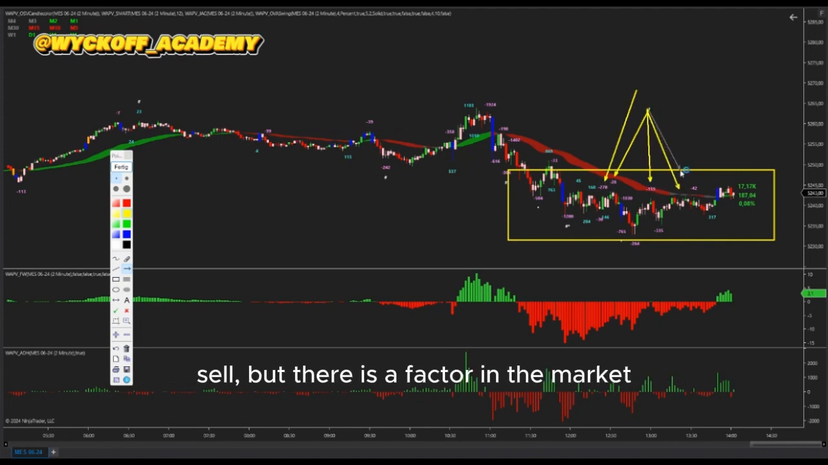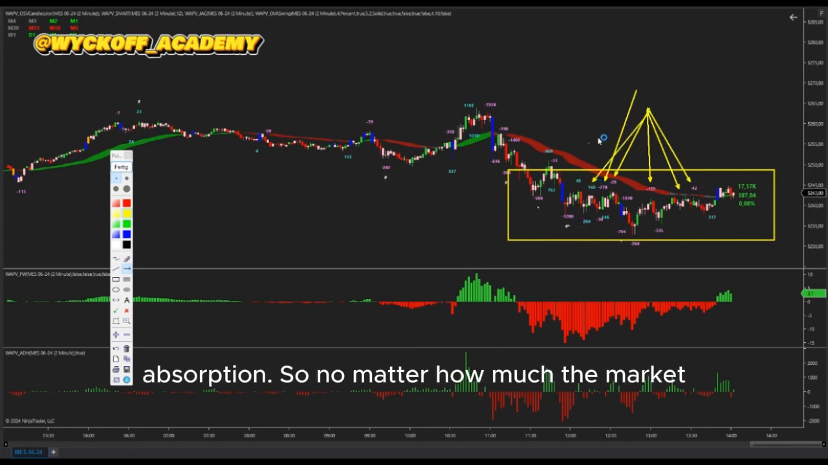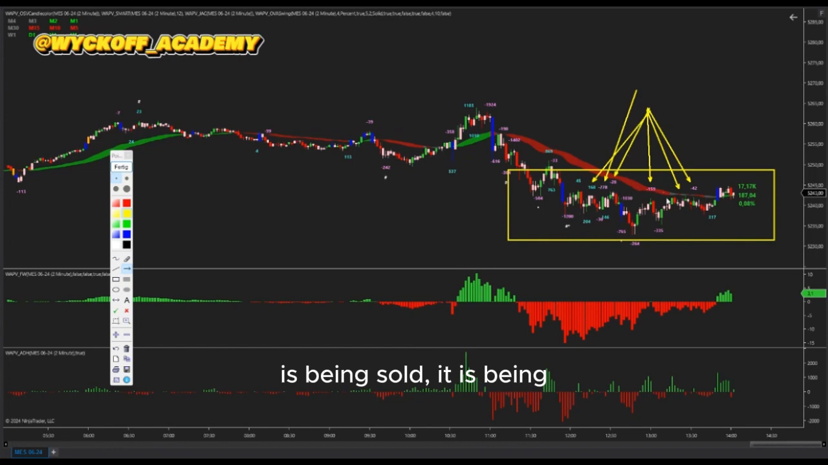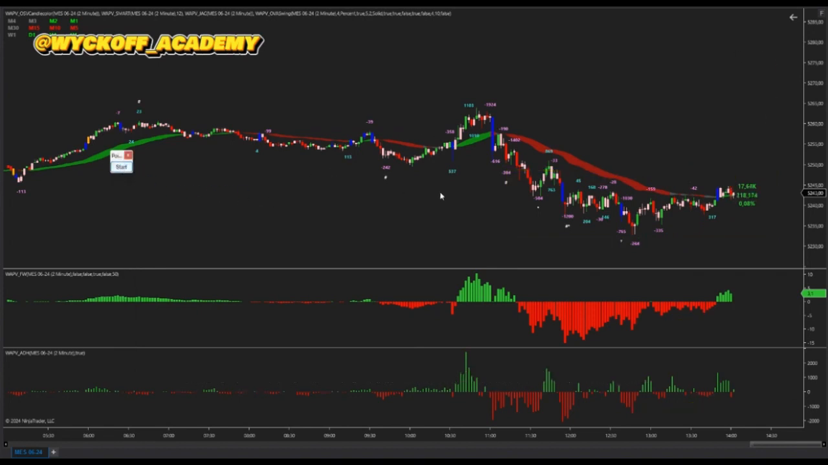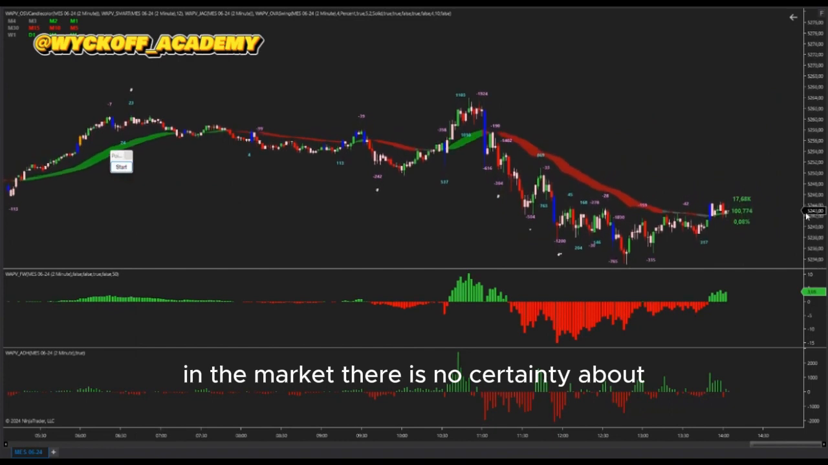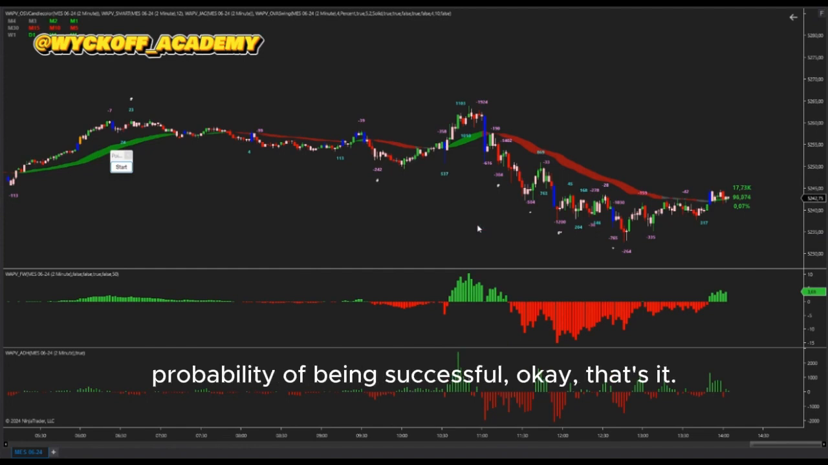sell, but there is a factor in the market that we know as absorption. So no matter how much the market is being sold, it is being absorbed. How do we identify this? Here, absorbed in this region. So it's certain that the market will make this movement. In the market there is no certainty about anything, just that the tools help you in your decision making. Your decisions have a greater probability of being successful.